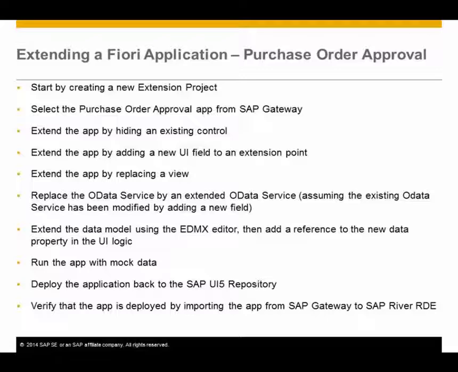Then I showed you how to add a field in the metadata on the SubRiver IDE side, assuming that on the backend side it's not done yet. Then we ran the application with mock data. We deployed then at the end the application back to the ABAP repository, and to verify the deployment we re-imported it, and we just checked that the application is running.